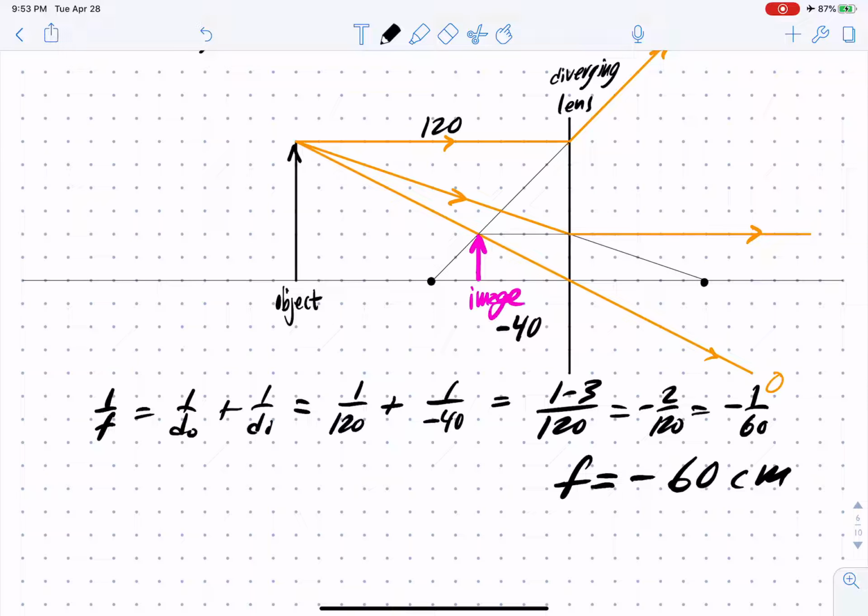Okay, so this is nice. And sure enough, where's the focal length? It was at 60, yeah? Okay, this is one of the more confusing things about lenses, but it's not so bad, really. You just have to remember that for a diverging lens, you have to use a negative number in the thin lens equation.